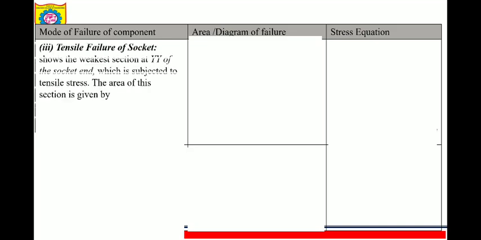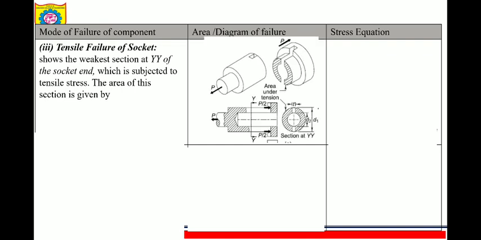So next is tensile failure of the socket. The figure shows the weakest section at YY of the socket end. Okay, so you can see now where the weakest section is. In the 3D diagram here you can see this is the weakest section. So the stress calculation will be with respect to this weakest section.